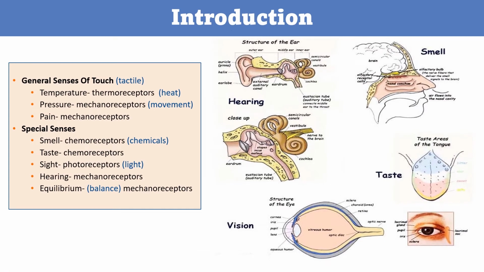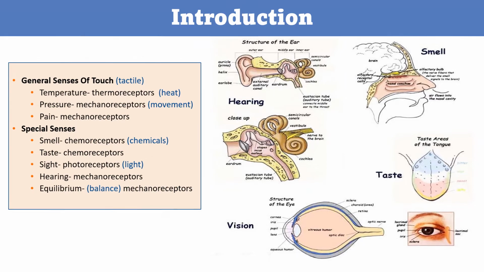Introduction. General senses of touch in our body include temperature, thermoreceptors, pressure, mechanoreceptors. Pain also involves mechanoreceptors. Special senses: there are five special senses: smell, taste, sight, hearing, and equilibrium. Smell involves chemoreceptors, taste also involves chemoreceptors, sight, photoreceptors, hearing, mechanoreceptors, and equilibrium also mechanoreceptors.